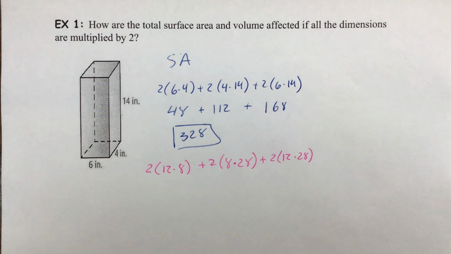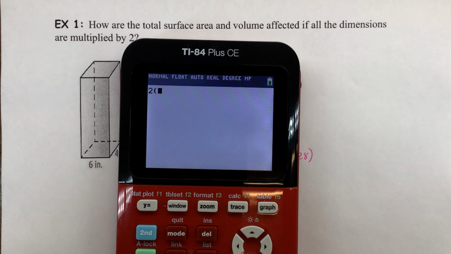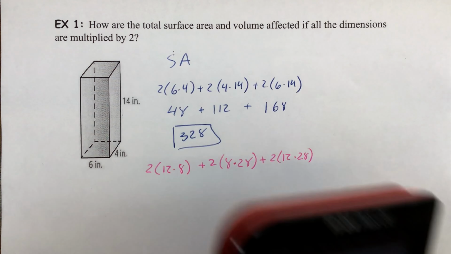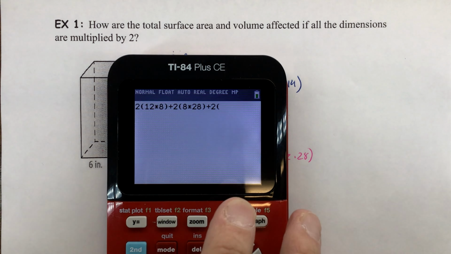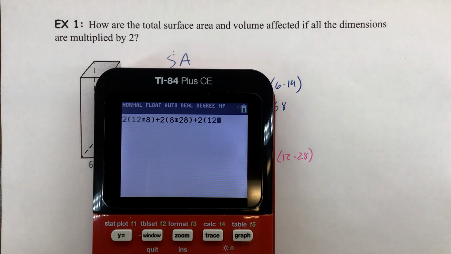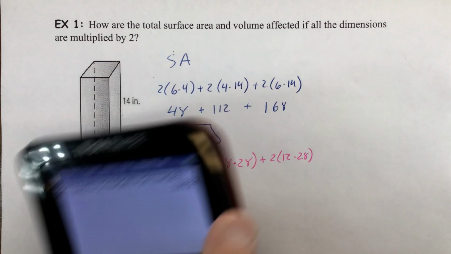Okay, and then for that, I'm not going to do mental math. I'll just type all of it in, which is going to be 2 times 12 times 8 plus 2, let's use parentheses again, times 8 times 28 plus 2 times 12 and 28. Which is going to equal 1,312.